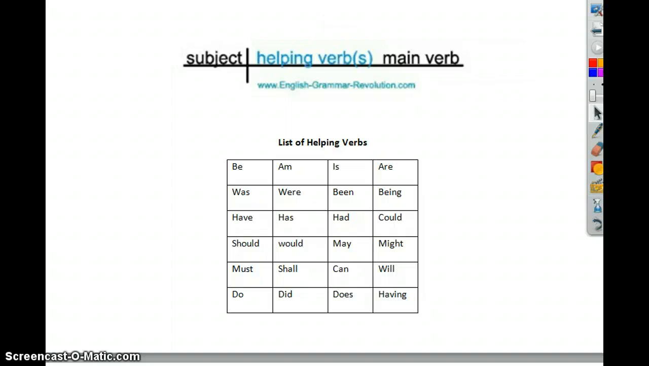Be, am, is, are, was, were, been, being, had, has, had, could, should, would, may, might, must, shall, can, will, do, did, does, having.